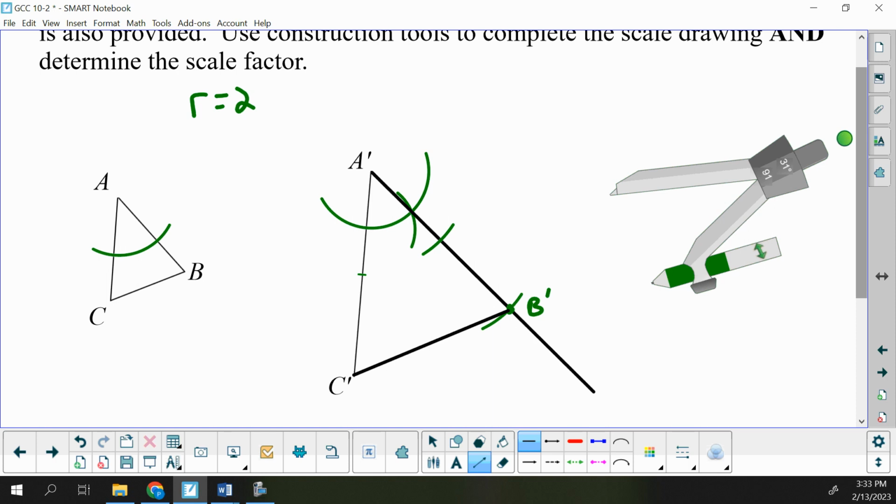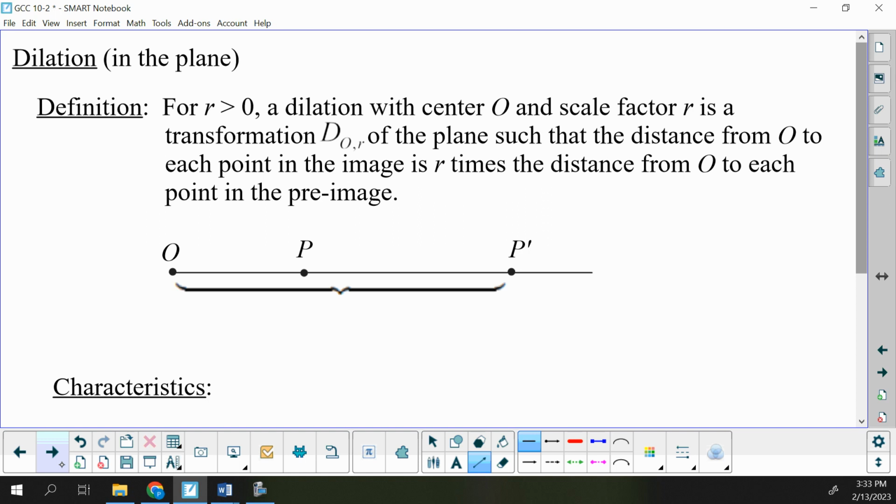So what we're really doing here when we multiply by a scale factor is we're dilating our figure. A dilation, remember, is not a basic rigid motion because side lengths are not preserved.